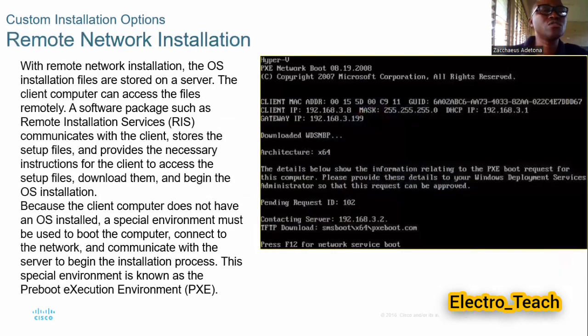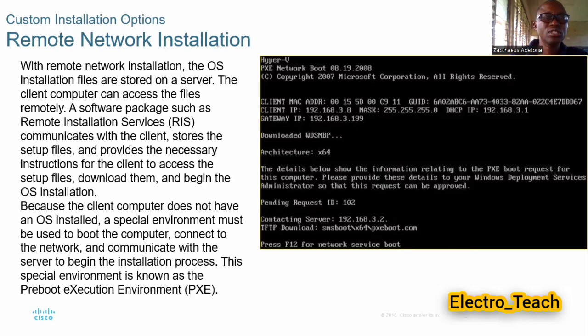A remote network installation first. With this system, we have the operating system stored on a server, and the computer that needs the operating system to be installed is used to communicate with the server remotely. There is a special software package called Remote Installation Service, RIS, that communicates with the client computer. It is that software that sources the setup files and provides all the necessary instructions for the client to access the setup files, download them, and install the operating system on the computer.